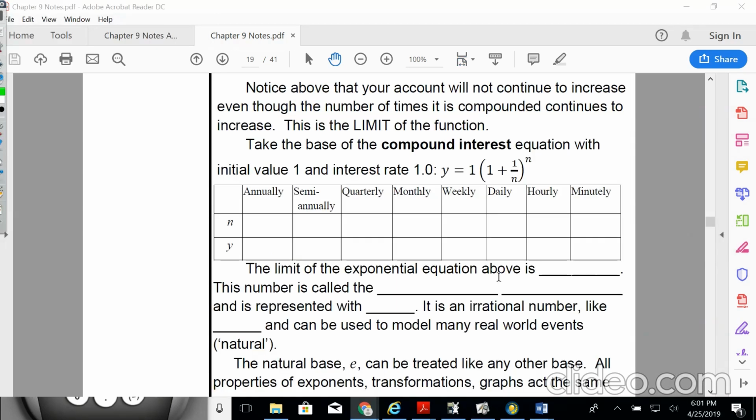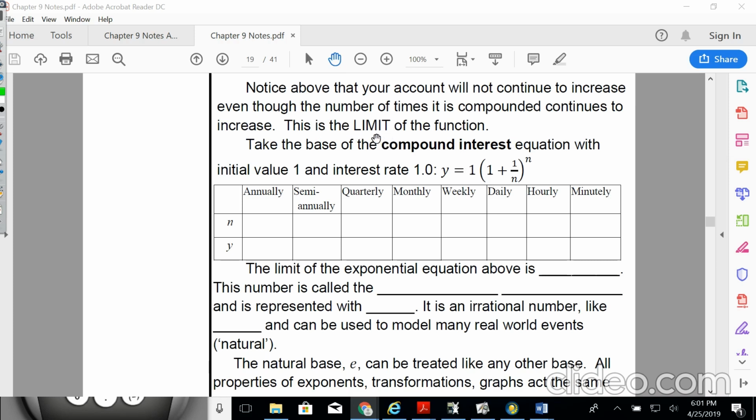All right, so as you can see on the previous example, as the numbers get bigger, the Y value gets closer and closer to a certain value. It doesn't keep going up forever. So we could have done hourly, minutely, and secondly, which we're going to do here. And we're going to see that it's actually not going to change very much. So notice above that your account will not continue to increase, even though the number of times it is compounded continues to increase. This is the limit of the function.